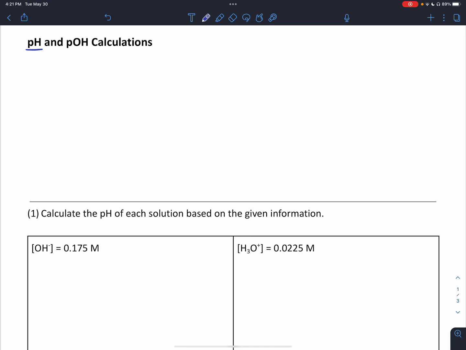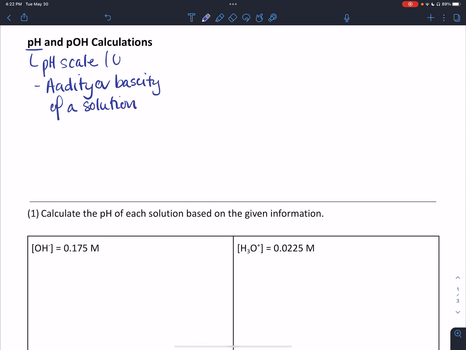All right, so pH is a scale which gives us an idea of the acidity or basicity of a solution. The scale itself has a range from 0 to 14. It's a numerical value, and its value tells us whether a particular solution is acidic, basic, or potentially neutral.